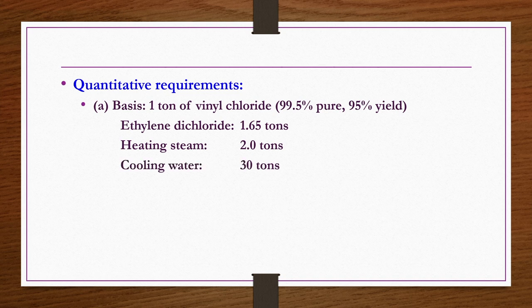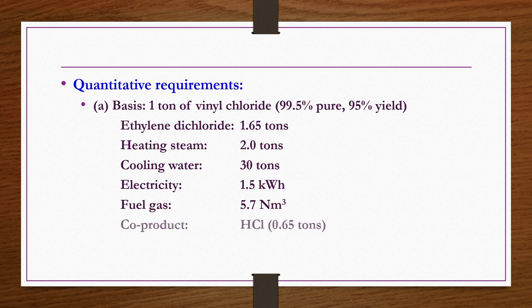Cooling water 30 tons required, electricity 1.5 kilowatt hours required. Fuel gas 5.7 normal cubic meters are required. Co-product HCl you get, and that is 0.65 tons if you are using 1.65 tons of ethylene dichloride as a reactant. Plant capacity is usually 30 to 100 tons per day.